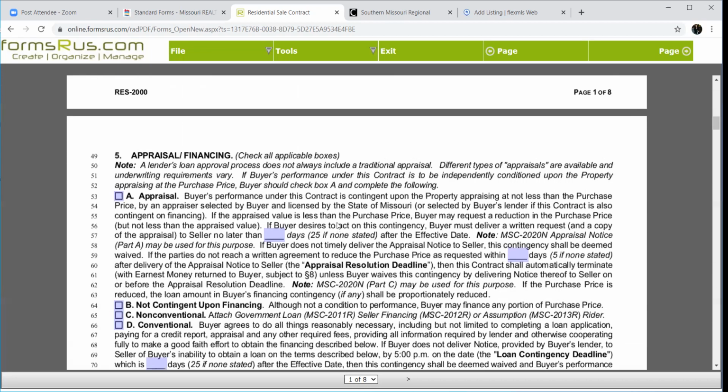Appraisal and financing. If your client is getting a loan, please check this box. That box is the only way that you can make this contract contingent upon the property actually appraising at the right amount. And let me tell you, this is a really important box right now because I get a call almost every day about, hey, we didn't appraise. What do we do? And that's happening a lot just because the appraisers aren't keeping up with the values.